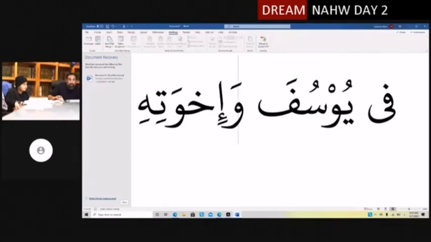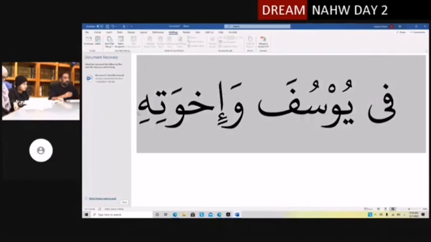So if it was jar before it, jar and fill in the blank, jar. Nasab and fill in the blank, nasab. Rafa and fill in the blank, rafa. Here it's jar. Why is it jar? Because of fi. So ikhwa had to be jar. So ikhwati: in Yusuf and in his brothers. Now where's the his? It's the he, an attached pronoun. Attached pronouns and isms always become mudaf and mudafilay. So ikhwatihi, his brothers.